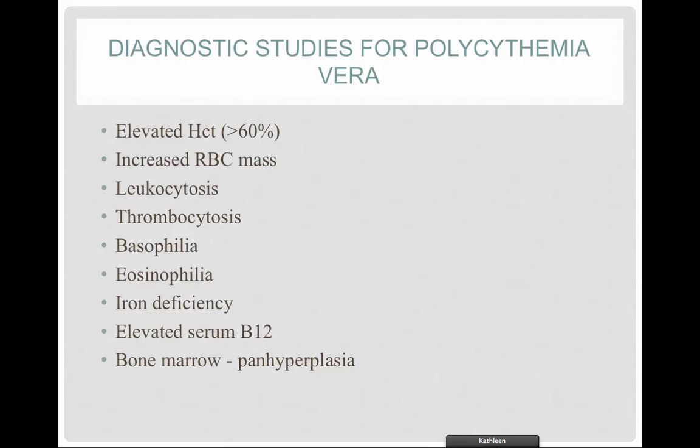What you'll see is an elevated hematocrit, an increased RBC mass, leukocytosis, thrombocytosis, basophilia, and leukocytosis is an elevated WBCs, thrombocytosis an elevated platelet count, basophilia is elevated basophils, and same with eosinophils, elevated eosinophils. Iron deficiency and elevated serum B12, and the bone marrow shows pan-hyperplasia and basically an excessive growth of all of the cells.